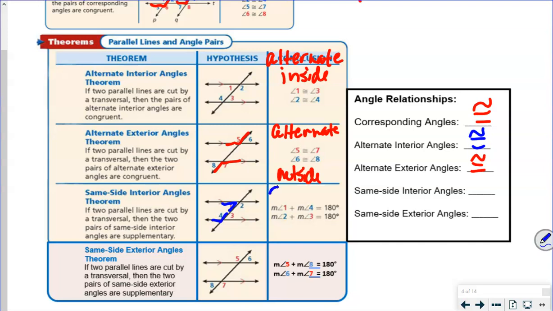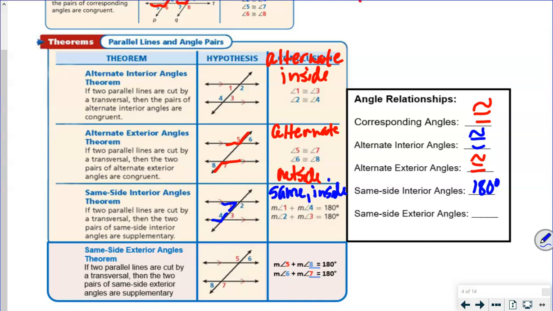So this is again going to be same and then what? Inside. Okay, those are your terms. All right, so same side and inside. So when I add those together, they're going to equal 180 degrees because one's acute and one's obtuse. And these are the types of relationships that are always going to exist. They're either going to be congruent or they're going to be supplementary, okay?